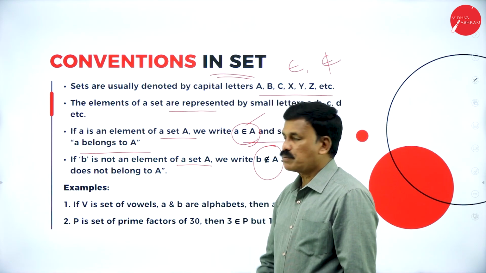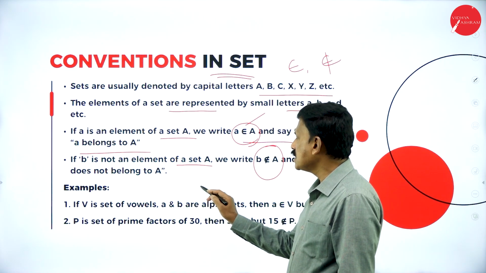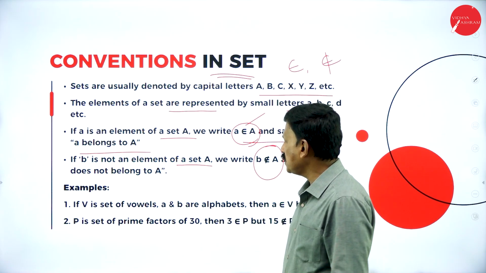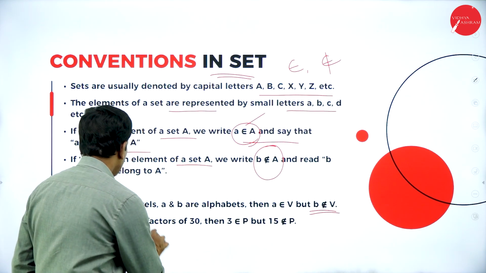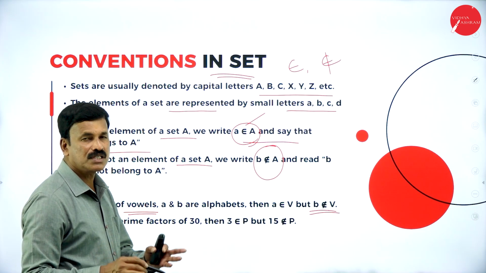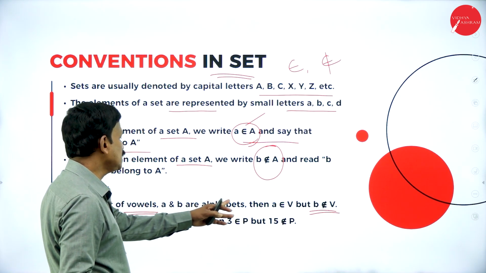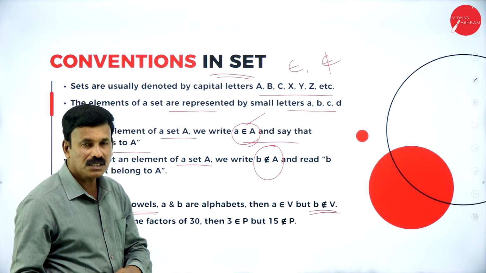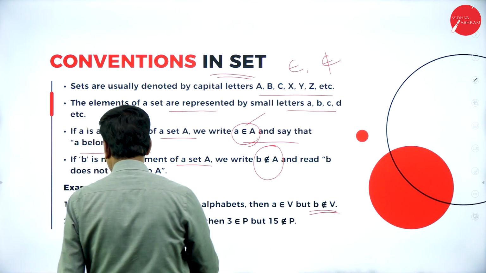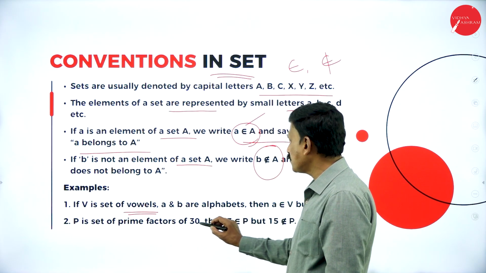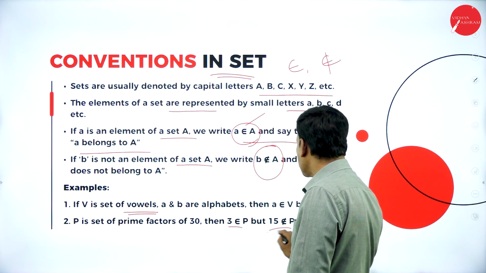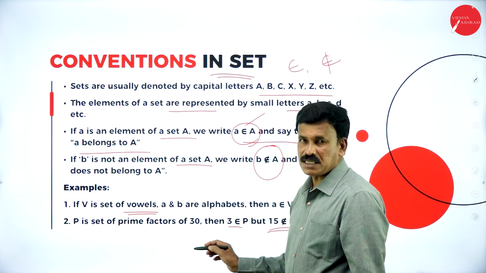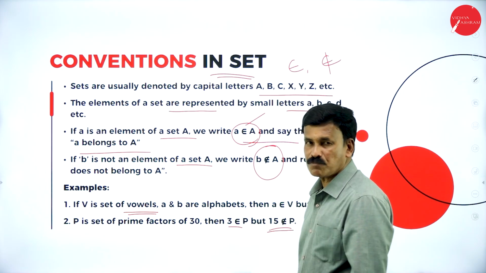Now, example, if V is a set of vowels, a and b are alphabets, then a belongs to V, but b does not belong to V. Vowels means a, e, i, o, u. Here a belongs to V because a is a vowel, whereas b does not belong to V. That is not a vowel, it is a consonant. Similarly, if P is the set of prime factors of 30, then 3 belongs to P, but 15 does not belong to P, because 3 is a prime factor of 30, whereas 15 is not a prime factor.